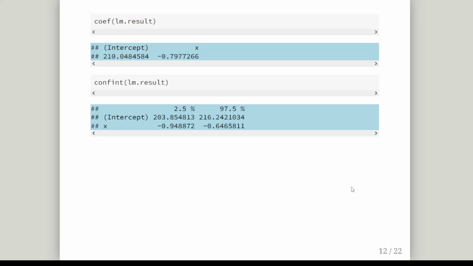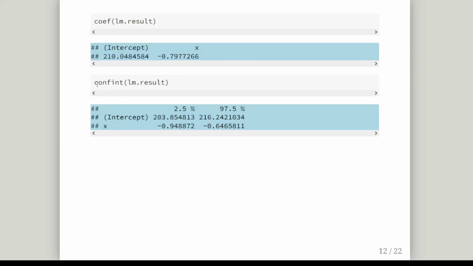So just a couple of other useful commands. We can actually take out the regression coefficients directly. These are two useful functions to know. coef gives the coefficients of the linear model, lm.results, the one we have fitted. There we have them, 210.048 and minus 0.7977.